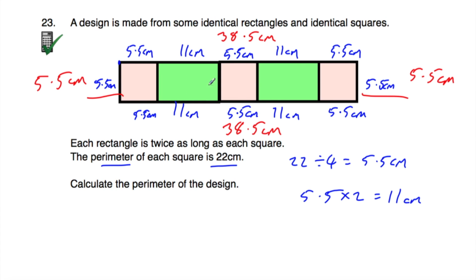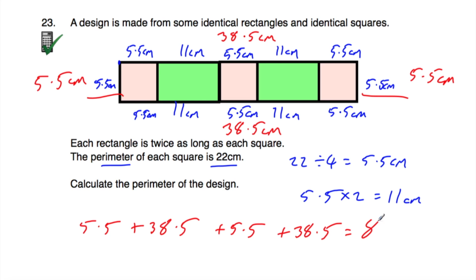Now we want to find the perimeter of the design, so if we just add those together, that's going to be our answer. So 5.5 plus 38.5 plus 5.5 plus 38.5, and that's equal to 88 centimeters, and that's it.